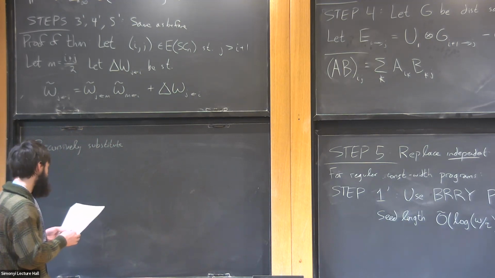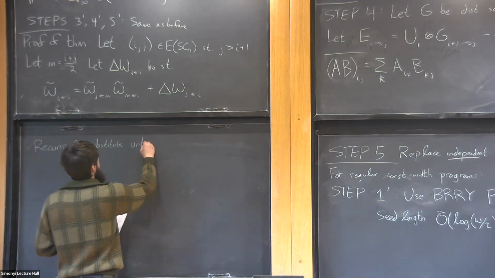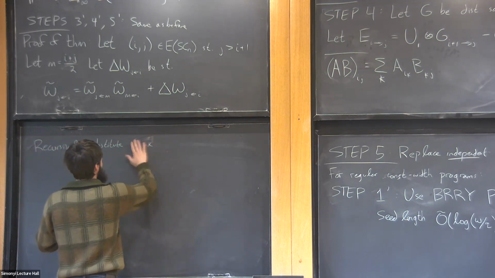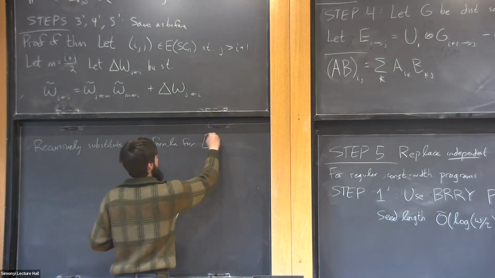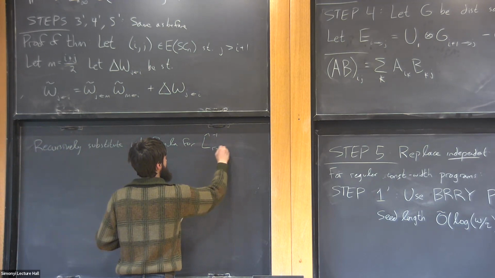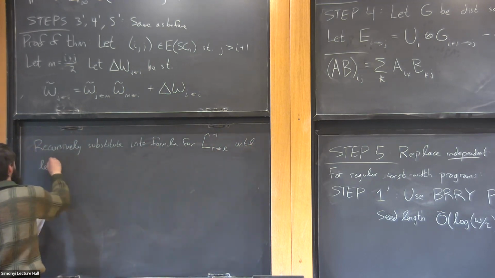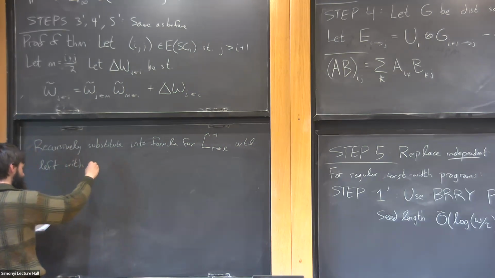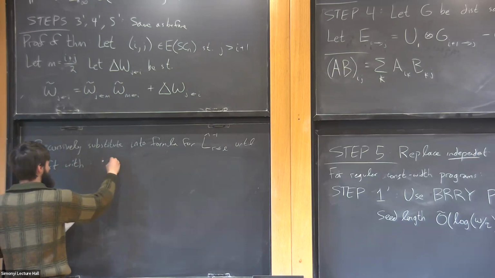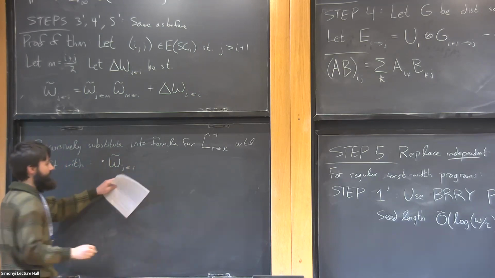Okay, so we recursively substitute this thing into the formula for one block of L hat inverse until we're left with two types of terms. They are the edges of length 1.